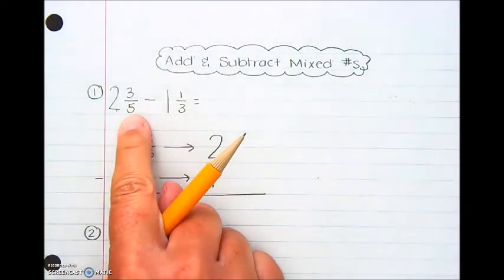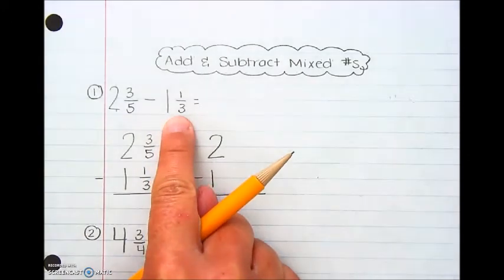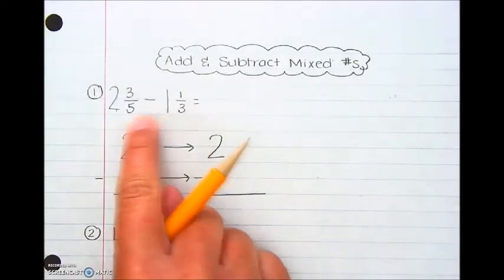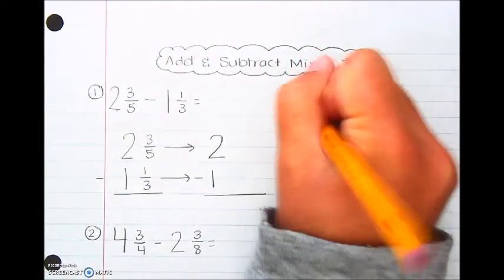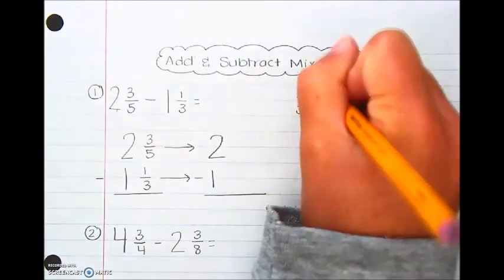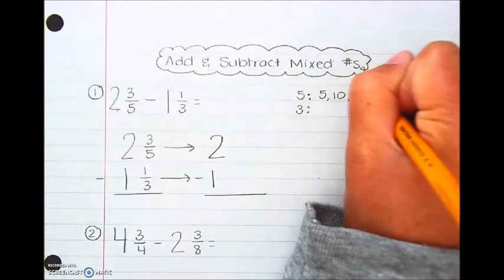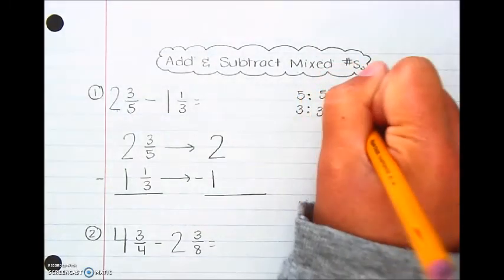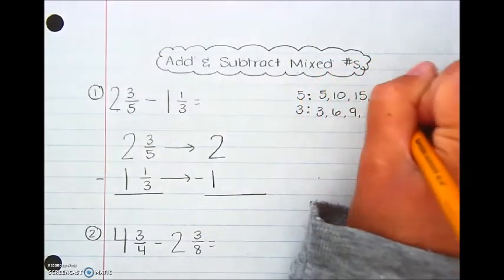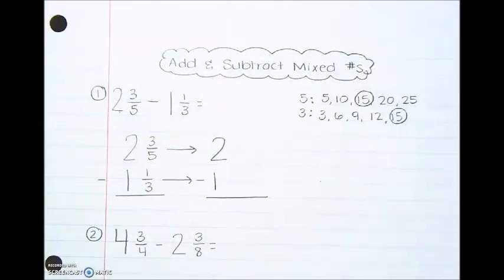So now I have 3/5 and 1/3. I need to work with the fraction parts next, and I need to find equivalent fractions with a common denominator. So I'll list out my first 5 multiples of 5 and 3. So 5, 10, 15, 20, 25, and 3, 6, 9, 12, 15. I see that 15 appears on both lists.